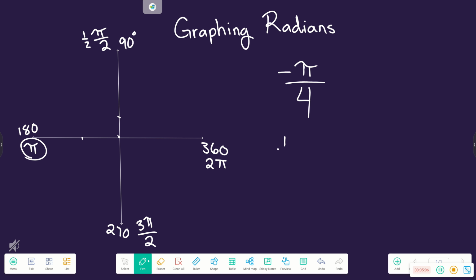Pi over 4, that is 1/4. 1/4 is in fact less than a half, so you can think of each of these quadrants as half of a pi. So I know I'm going backwards 1/4 of a radian. And we find ourselves there.